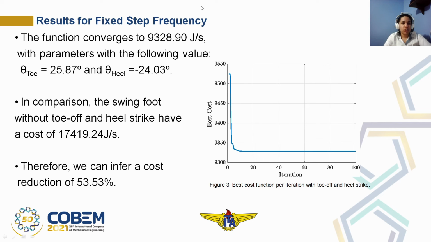The results for fixed step frequency. The function converges to this value with the following parameters. Theta 2 is 25.87 degrees and theta heel is minus 24.03 degrees. In comparison, the swing foot without toe-off and heel strike has a cost of this value. Therefore, we can infer a cost reduction of 53.53%. Figure 3 shows the best cost function per iteration with toe-off and heel strike.